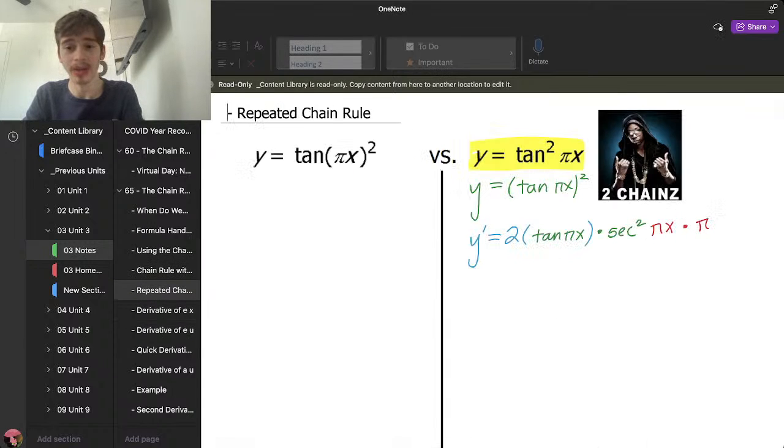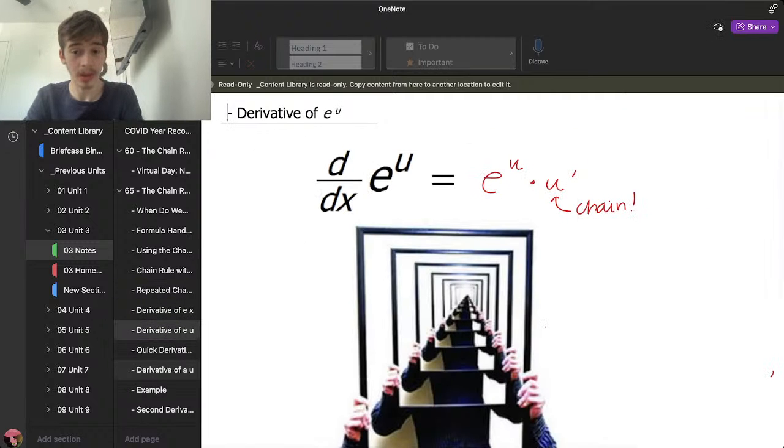Tan squared of pi of x. It's not that hard. Yeah. e of x, e to the u. Now you use chain rule, as I talked about before.